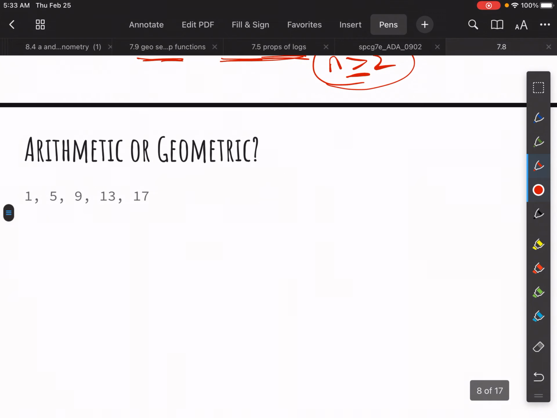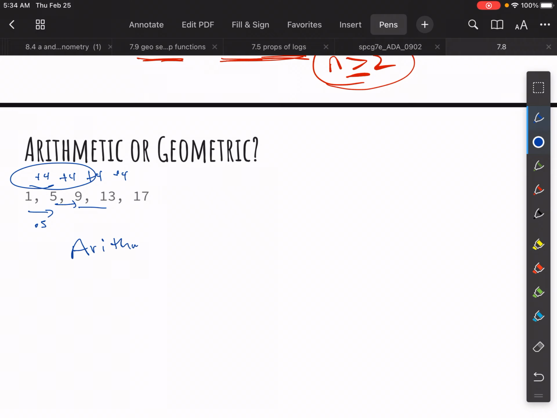Okay, so let's just get some practice identifying whether these are arithmetic or geometric. So from 1 to 5, I either added 4 or I multiplied by 5, right? One of those two things happened from 1 to 5. Let's just test this out. If I were to continue with the pattern, if I add 4 again, I actually do get 9. So it looks like this is the pattern that it's following, but I want to make sure all the way through. It's true there, it's true there. So since I'm adding a common thing, this is arithmetic.